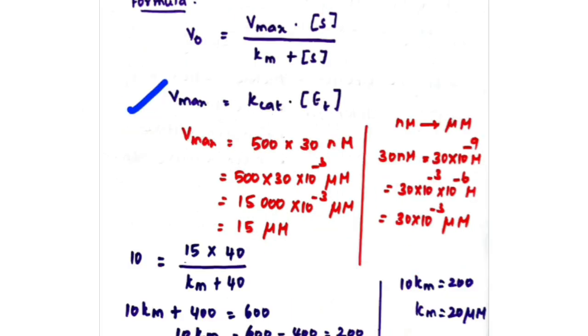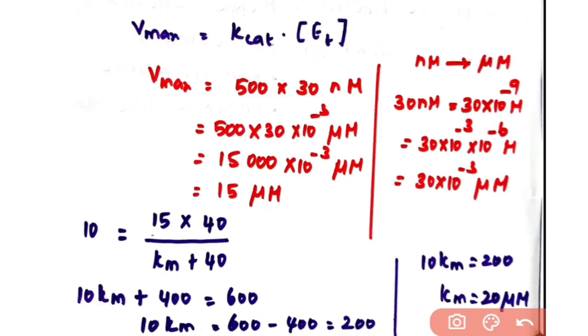So we found Vmax. Now just calculate Km from this equation. V0 we know is 10, Vmax is 15, and the substrate concentration given is 40 micromolar. So Km plus 40, just cross multiply. 10 Km plus 10 × 40 = 400 is equal to 15 × 40 = 600. So 10 Km is equal to 600 minus 400, which is 200. So 10 Km is equal to 200. So Km is equal to 20 micromolar.